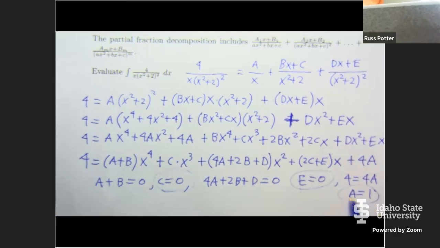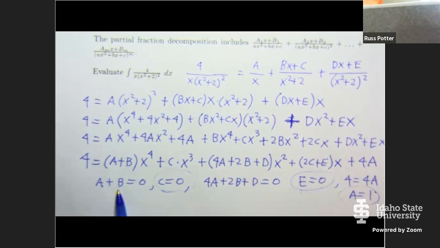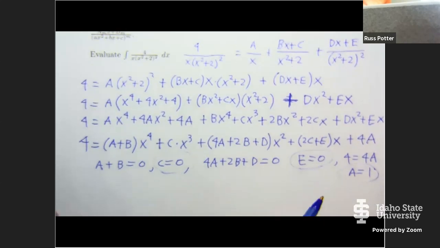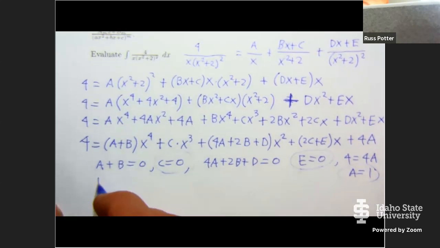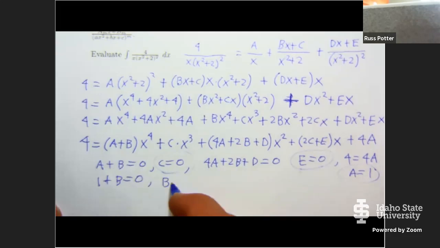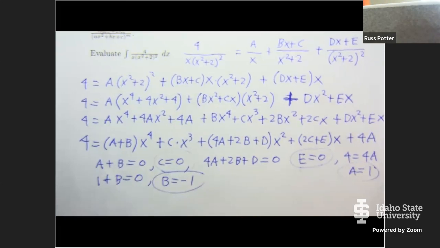Since a is 1, we can determine what b is because a plus b is 0. So replace a with 1. 1 plus b is 0, so b is -1. Hey, there's only one number left to find, that's d.